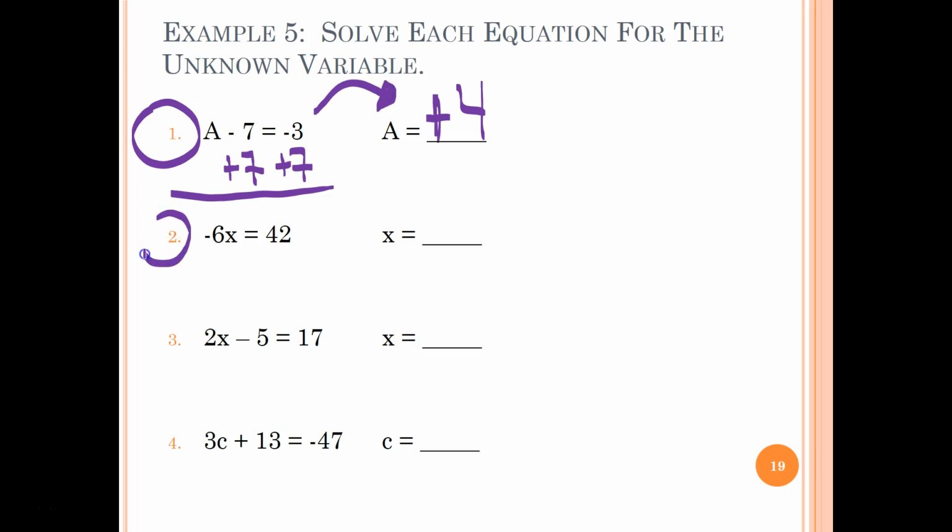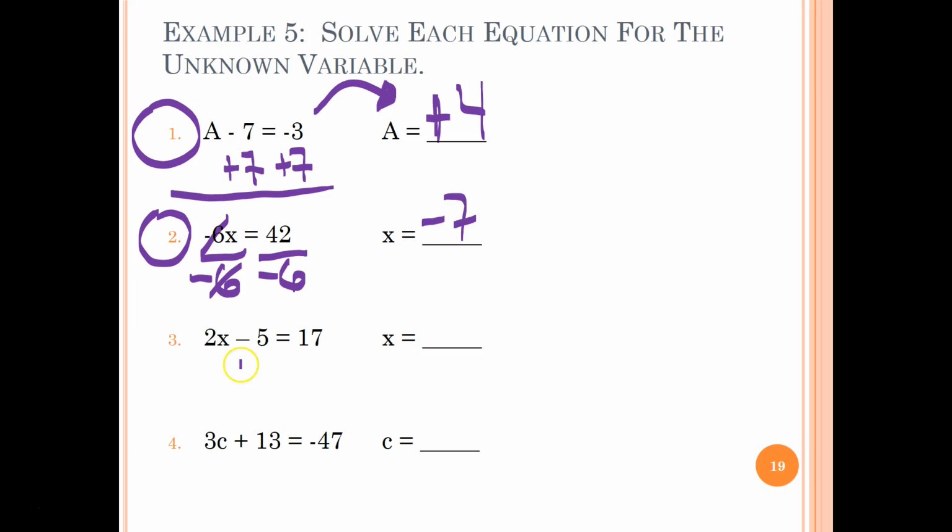Now looking at number 2, if we have negative 6 times x equals 42, what's keeping that x from being by itself? Well, it's that negative 6. And since it's being multiplied to x, we're going to go ahead and divide both sides by our negative 6, canceling this on the left-hand side and leaving us with an answer of negative 7.